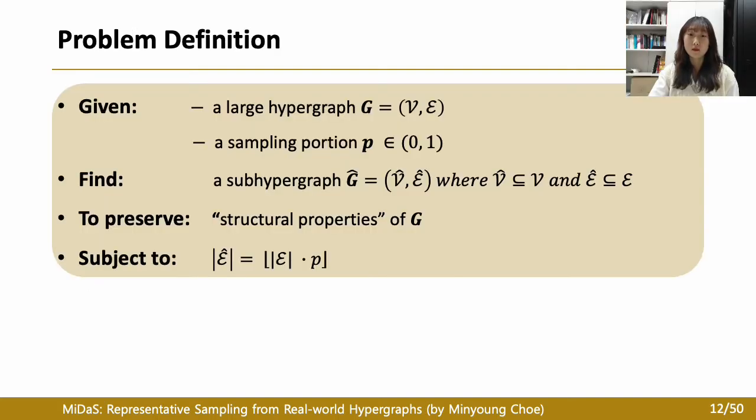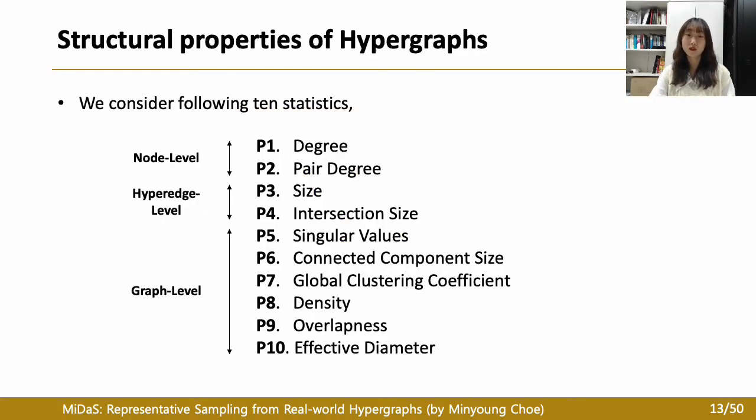Our problem is formulated as follows. When a large hypergraph and a sampling portion are given, our objective is to find a sub-hypergraph that preserves the structural features of the given hypergraph under the given sampling portion. We consider 10 statistics for the structural analysis of hypergraphs. As shown below, these statistics include node level, hyperedge level, as well as graph level statistics.